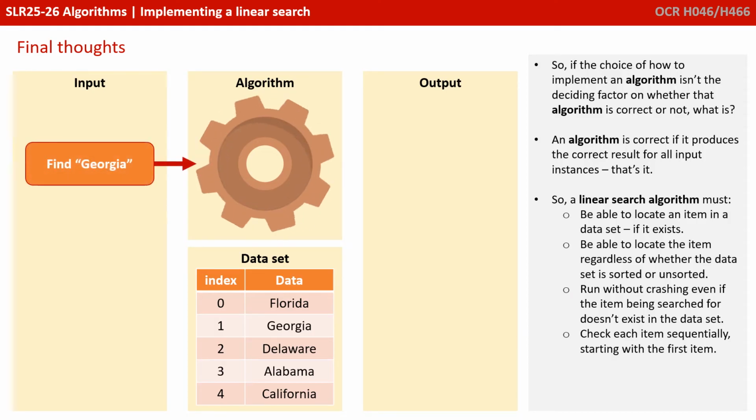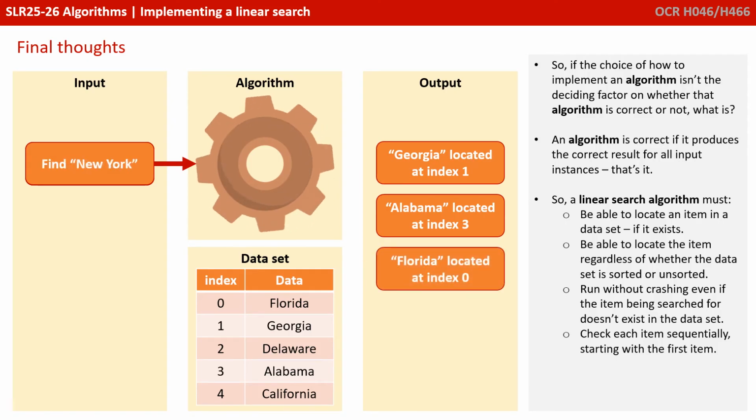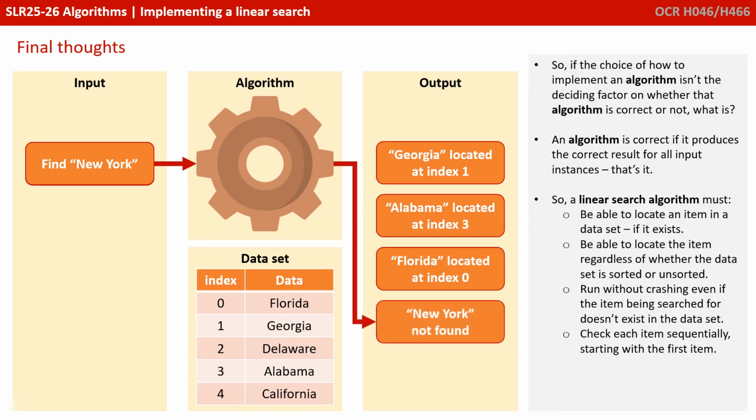So if the choice of how to implement an algorithm isn't the deciding factor on whether the algorithm is correct or not, what is? Well, an algorithm is correct if it produces the correct result for all input instances, and that's it. So for a linear search, the algorithm must be able to locate an item in a dataset if it exists. It must be able to locate the item regardless of whether the dataset is sorted or unsorted. It should run without crashing, even if the item being searched for doesn't exist in the dataset. And it should check each item sequentially, starting with the first item.